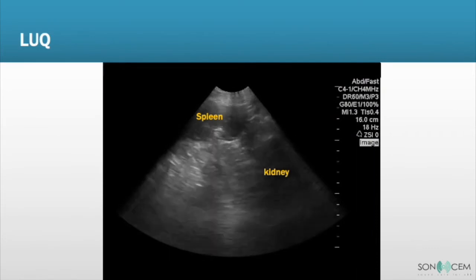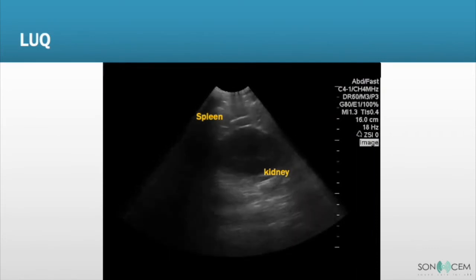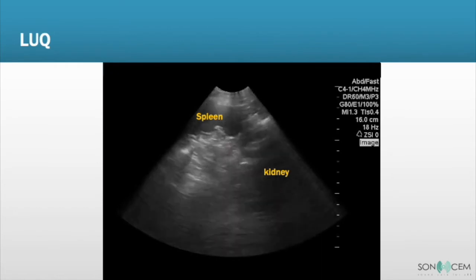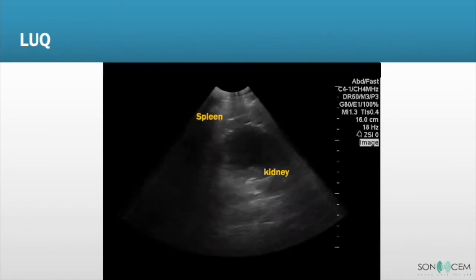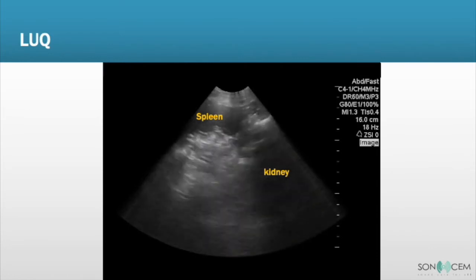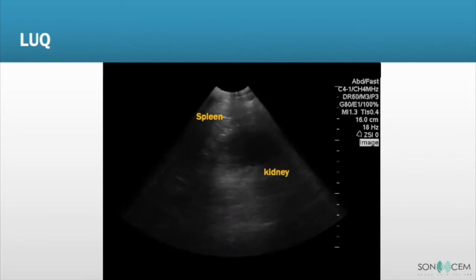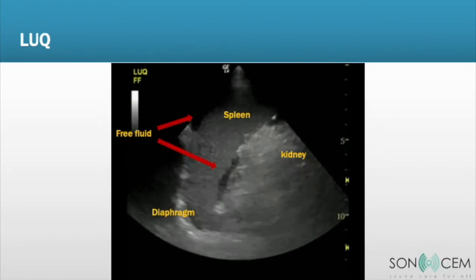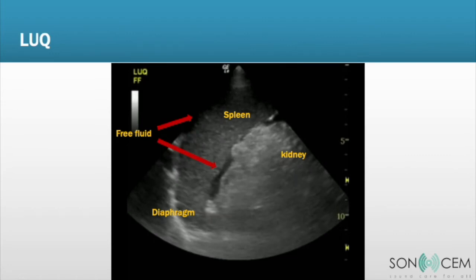This is what we expect to see at the normal left upper quadrant. You can see this is the kidney and this is the spleen. You can see the inferior pole of the kidney, the diaphragm, the subdiaphragmatic space, and also the splenorenal recess. As you can see here, there is free fluid at the subdiaphragmatic space and also at the splenorenal recess.